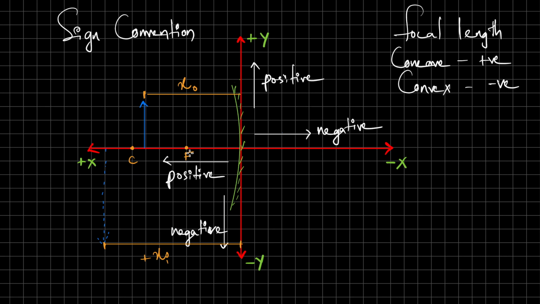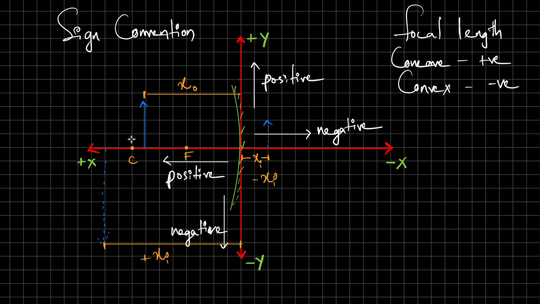But if you're placing the object between the focal point and the pole, you're going to get an image behind the mirror for a concave. In this case, xi is going to be negative. We measure xi from the pole to the position of the image. It is on the right hand side, which is the negative x-axis. So xi is going to be negative.